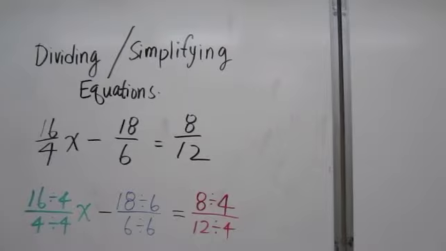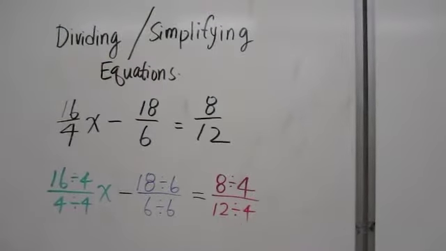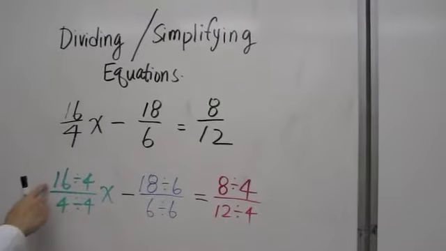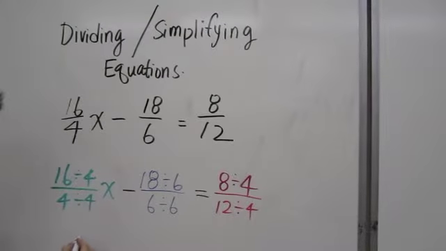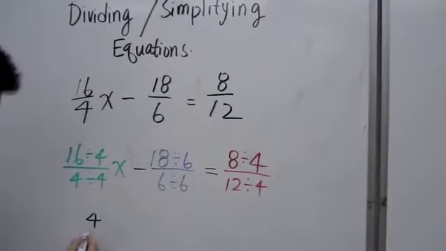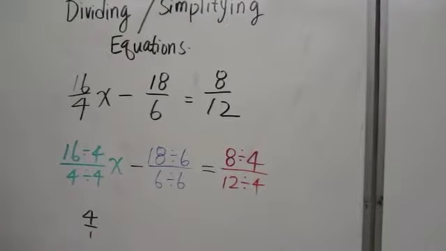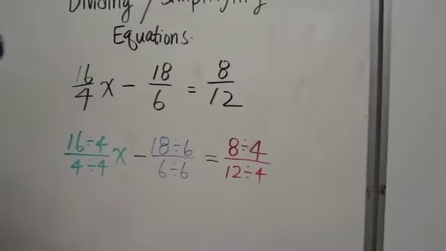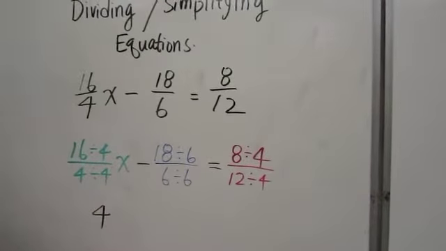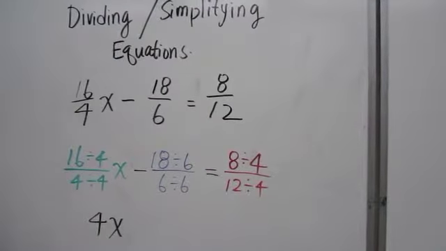So now I'm gonna simplify all of this by dividing. 16 divided by 4 is 4. 4 divided by 4 is 1. Alright, but you know that 4 over 1 is just the same thing as 4. Don't forget about the x. I'm going to bring the x down, so I have 4x.